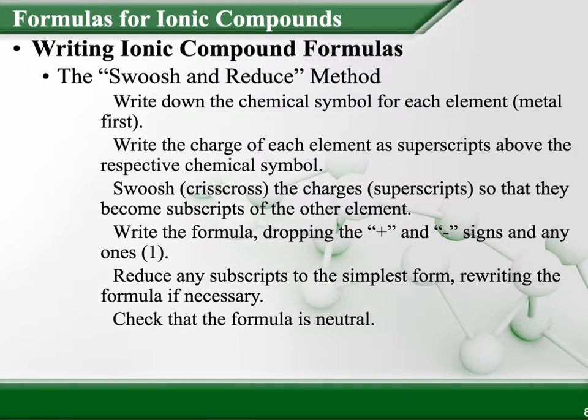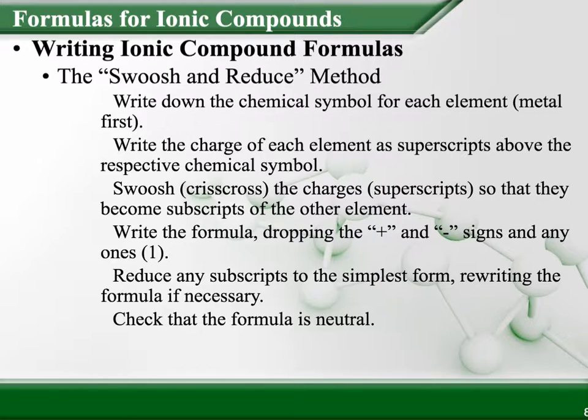When performing the swoosh and reduce method, the first step we're going to do is write down the chemical symbol for each of the elements involved. We're going to make sure that we write down the metal first. Then we're going to add the charge of each of the elements as a superscript, so up top above the respective chemical symbol. Our third step is where we're going to exchange numbers. So we're going to crisscross the charges. So we're going to make the superscript the subscript of the opposite element.